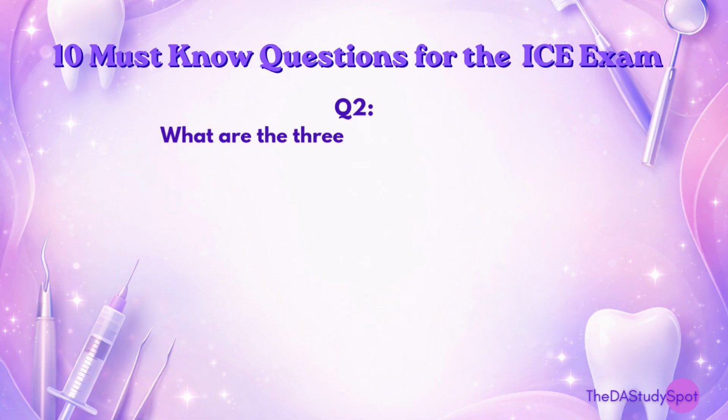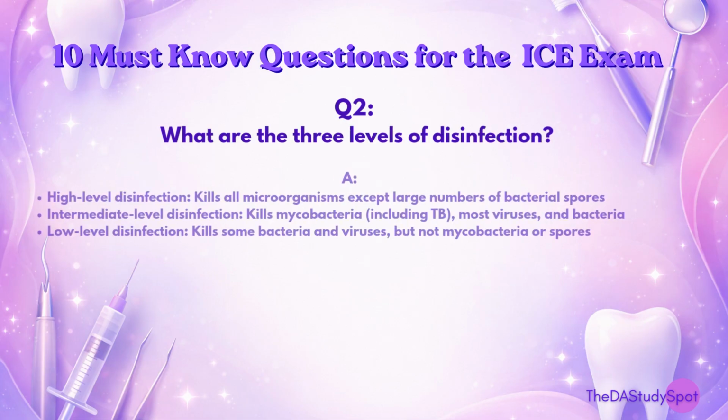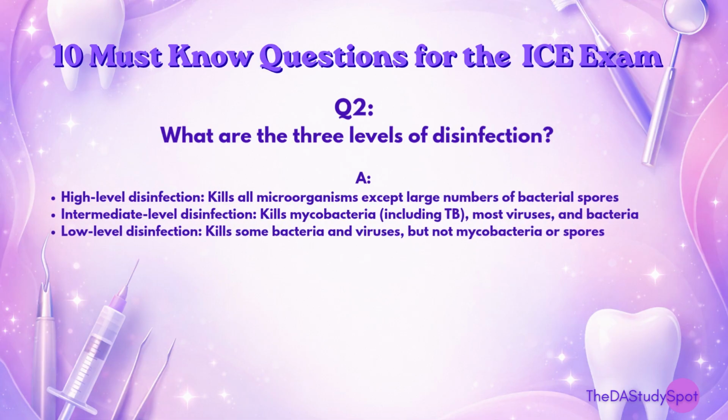Question 2. What are the 3 levels of disinfection? The answer: high-level disinfection, which kills all microorganisms except large numbers of bacterial spores. Intermediate level disinfection, which kills mycobacteria, including TB, most viruses, and bacteria. Low-level disinfection, which kills some bacteria and viruses, but not mycobacteria or spores.